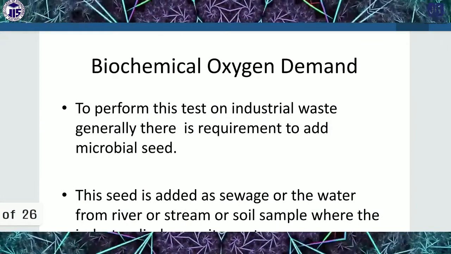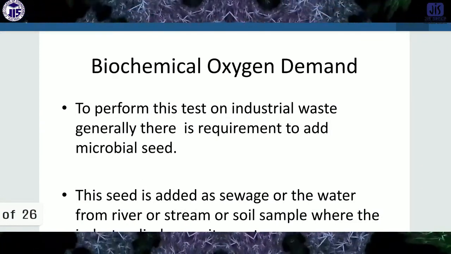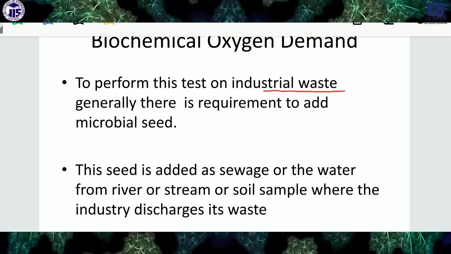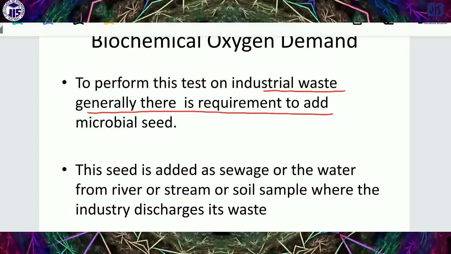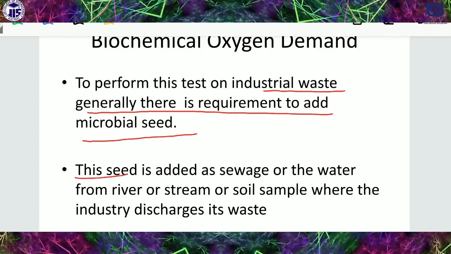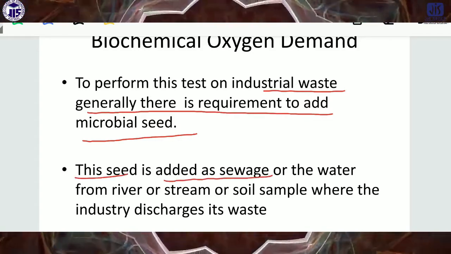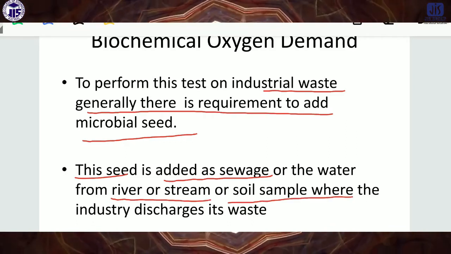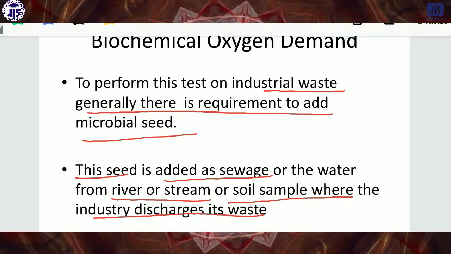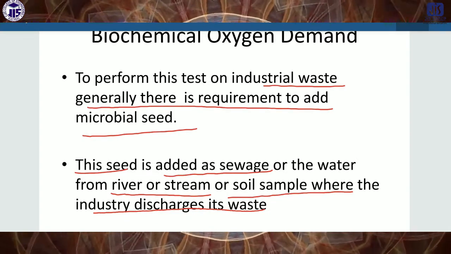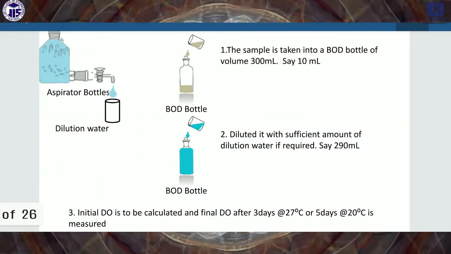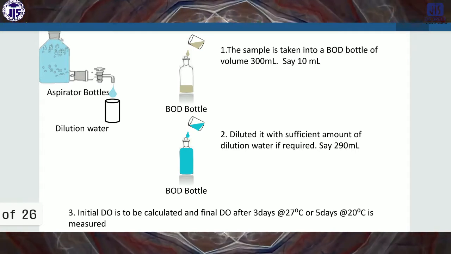So, biochemical oxygen demand. To perform this test on an industrial wastewater, there is generally a requirement to add microbial seed. This seed is added as sewage, or water from a river or stream, or a soil sample from where the industry discharges its waste. These two things are very important conditions to maintain for the biochemical oxygen demand. So this is the process, and this is the simple way by which you can understand how this test is performed.